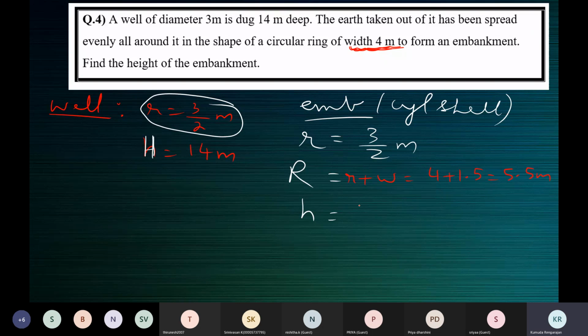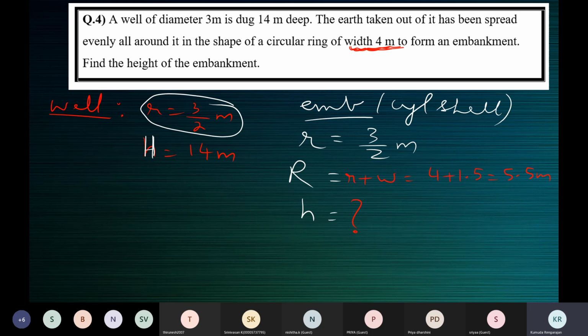Find the height of the embankment. We need to find the height of the wall. Of course, one value should be missing, no? For the well, you know the radius and height. For the embankment also, if you know the inner radius, outer radius and the height, then what is it that we have to find? Nothing. So one value should be missing, and that is the height of the embankment.